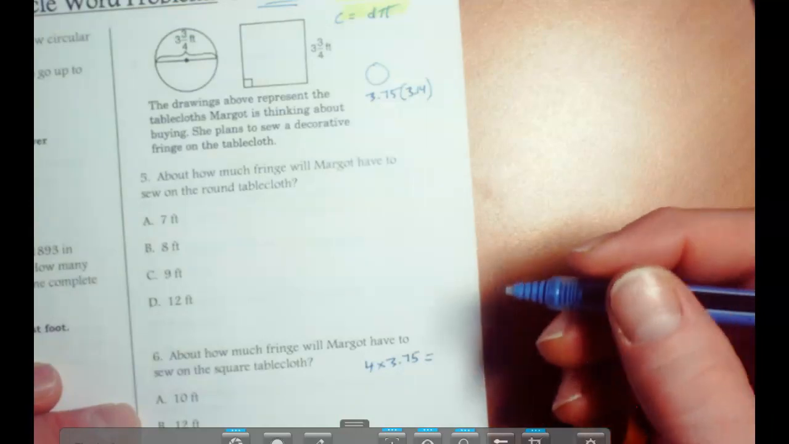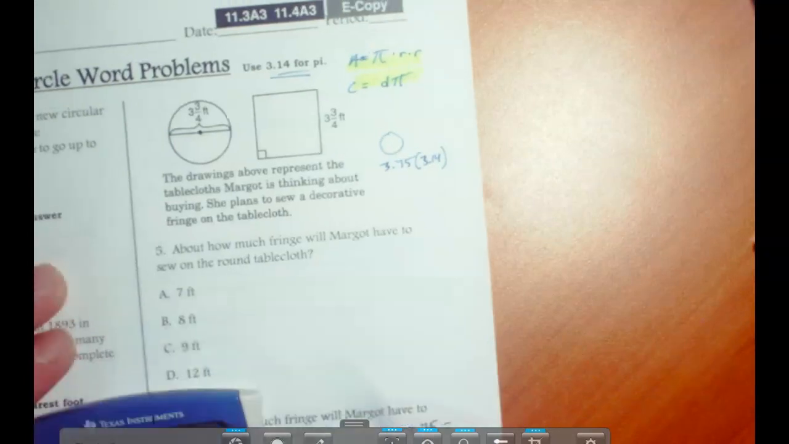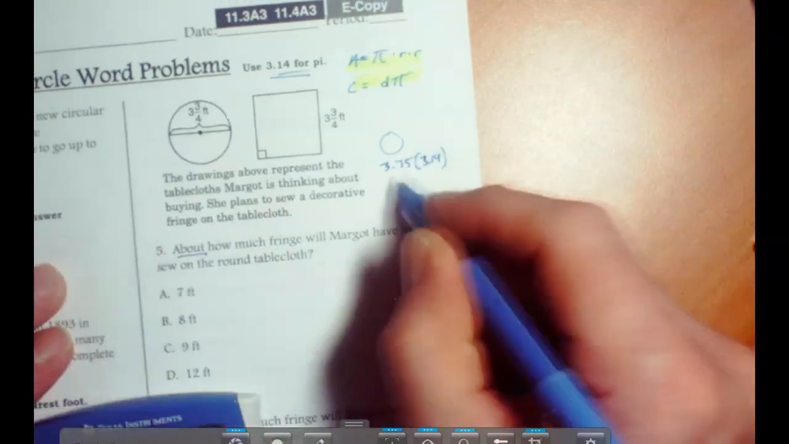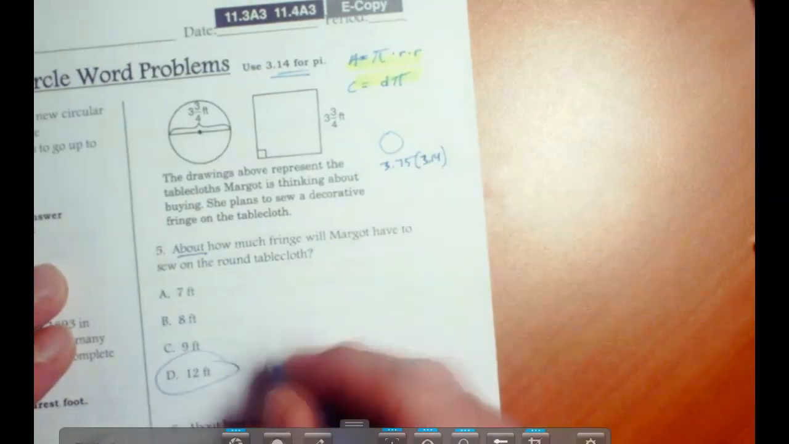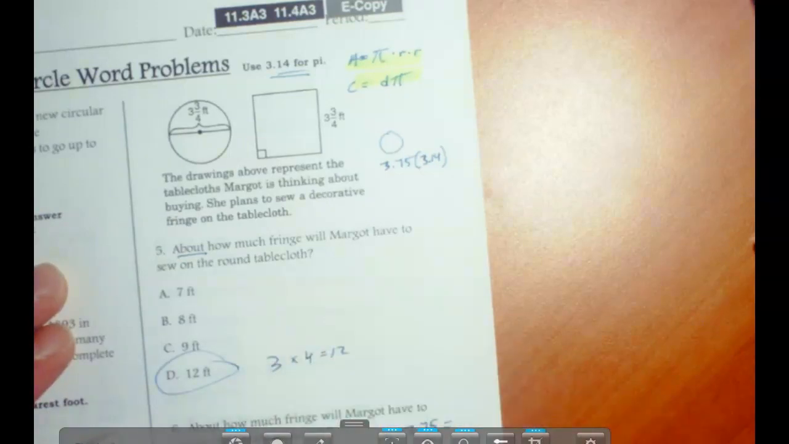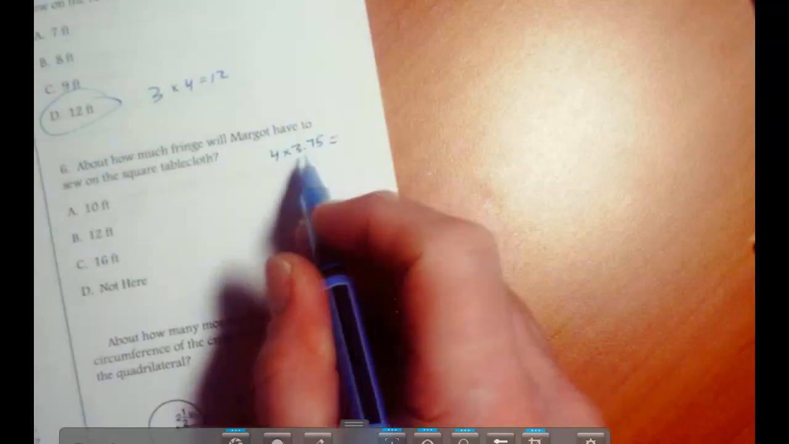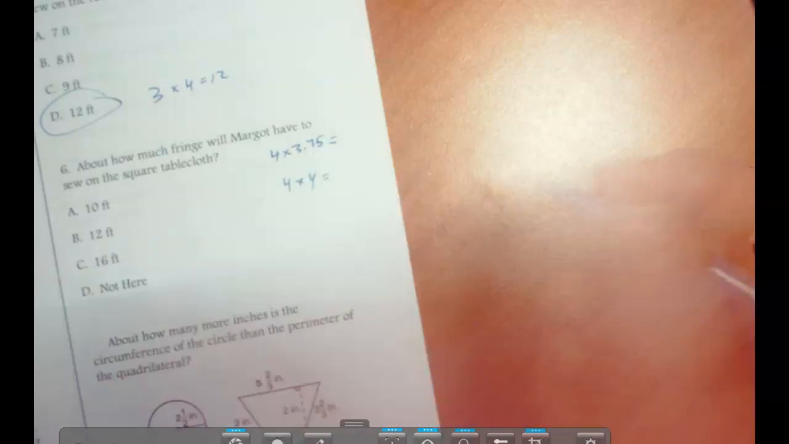Okay? So, let's just estimate these. It says about, so we could just call this 4 times 3, which is 12. That's about it. So 3 times 4 equals 12. There's my work step down there. All right, and we're going to take a look at this one down here too, and we can answer it. About how much fringe will Margot need? Well, we could call this 4 times 4. You're going to need a little extra too. So it'll be 16 feet. There's your work step. All right, good luck.